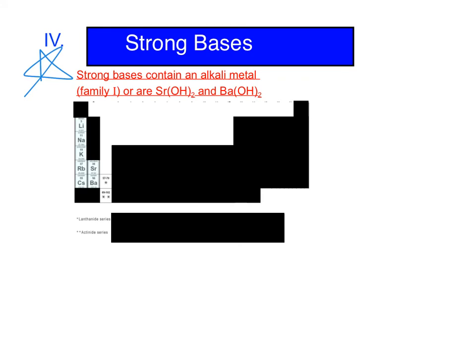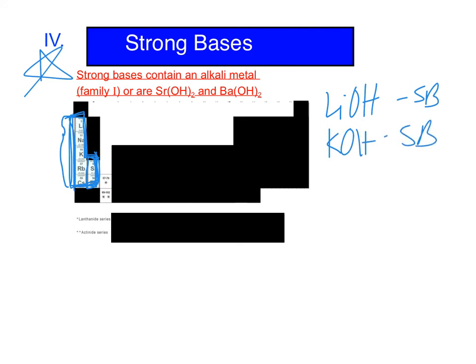So strong bases, you have to look at the periodic table, and any strong base is going to include an alkali metal or strontium or barium. And if you notice, there forms like a little B on the periodic table. These are where your strong bases are. So lithium hydroxide is a strong base. Potassium hydroxide is a strong base because those are alkali metals. Strontium hydroxide is a strong base because it's in that little B.